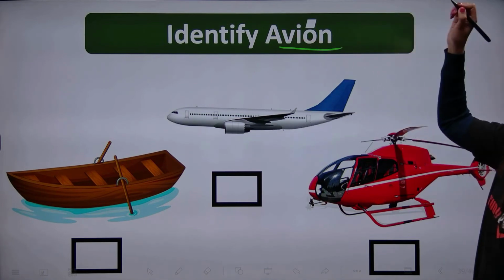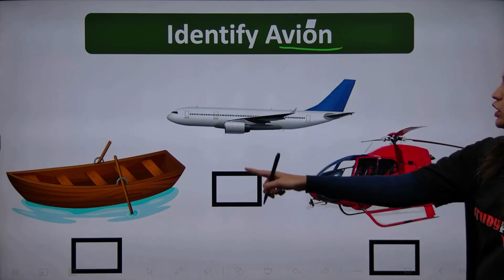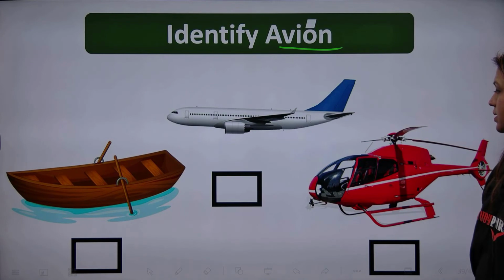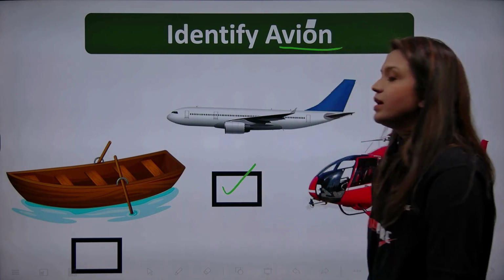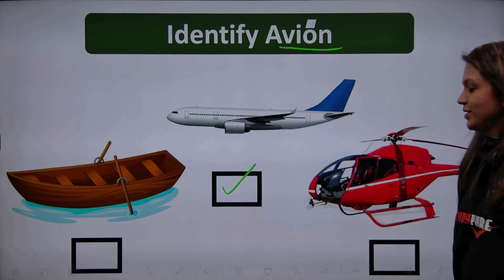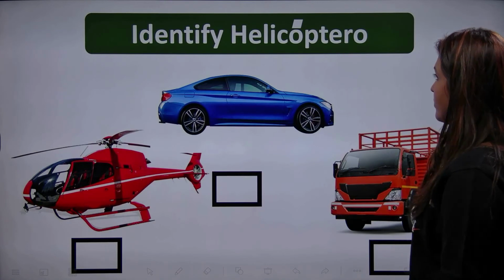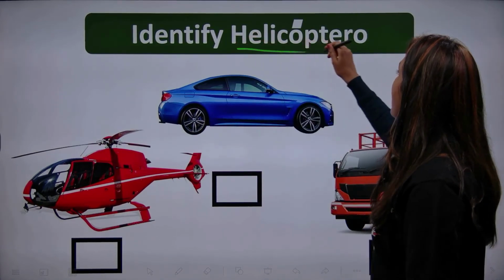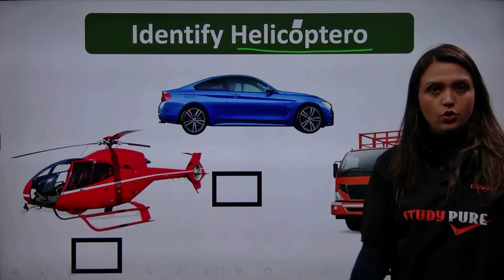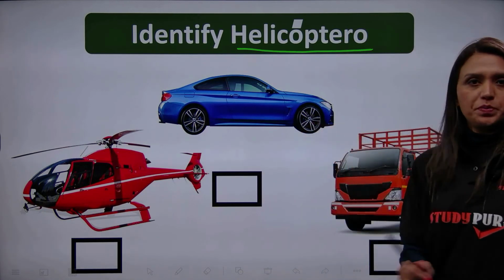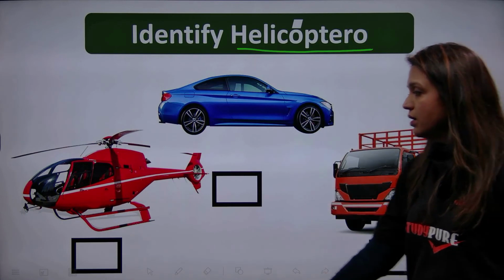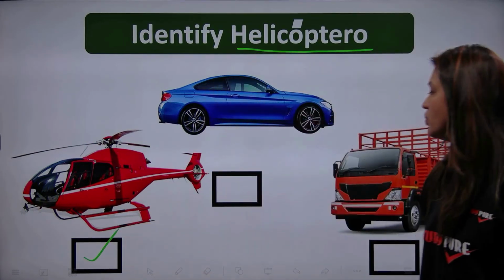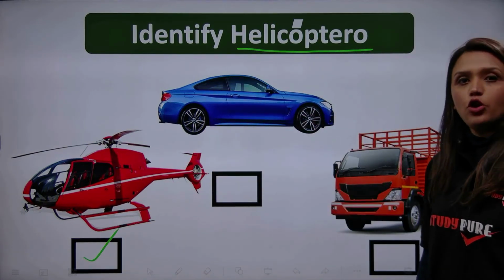Now, can you all tell me where is the avión in these pictures? Avión. Yes, you're right. This is called an avión. Okay. Now I need you to identify helicóptero. Which one is a helicóptero? That's an easy one. Helicóptero is the red helicopter we have here. Helicóptero.